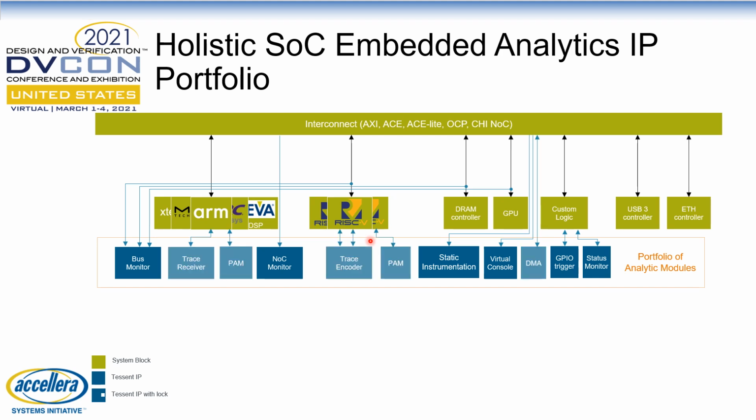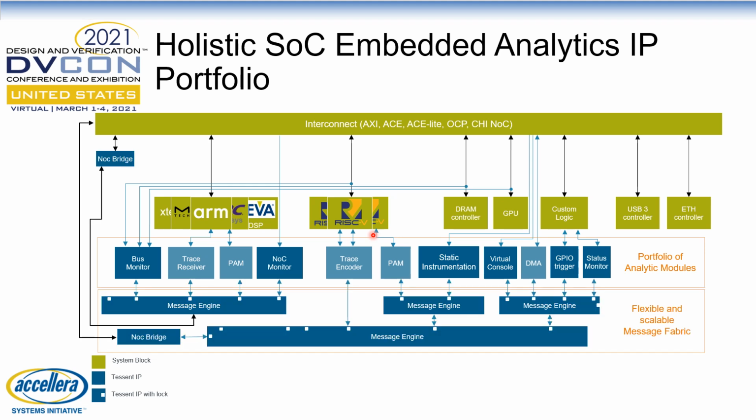Other members of the analytic module family are related to interaction with processors. So, for example, the PAM is an IP which provides a gateway into a debug module of a processor, and we also have trace collection IP, whether it's a trace encoder for RISC-V type processors or a trace receiver for other industry standard trace protocols.